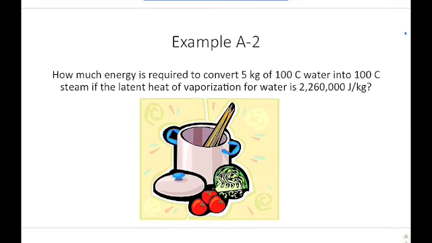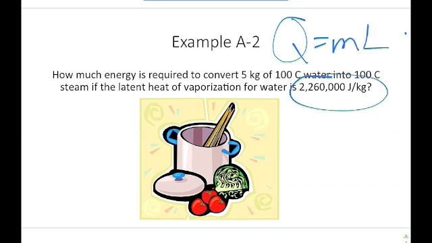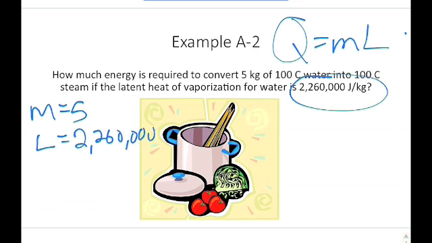Example 2 says, how much energy is required to convert 5 kilograms of 100C water into 100C steam if the latent heat of vaporization for water is 2,260,000? So we're going to use the equation Q equals ml, where Q is the heat. The mass is 5 kilograms, and the latent heat of transition is 2,260,000. So you would say 5 times 2,260,000.